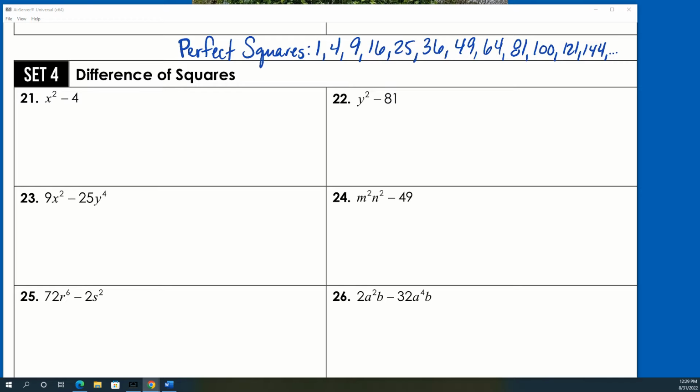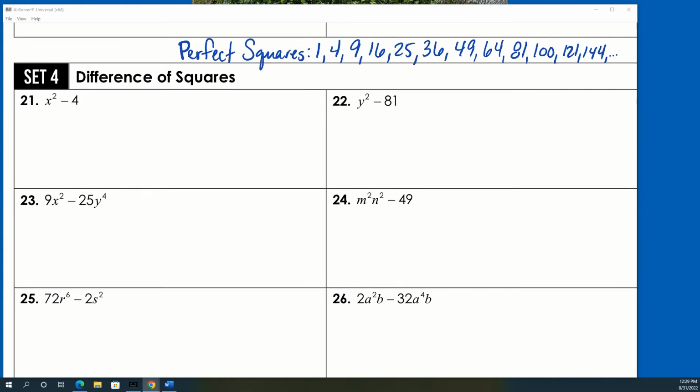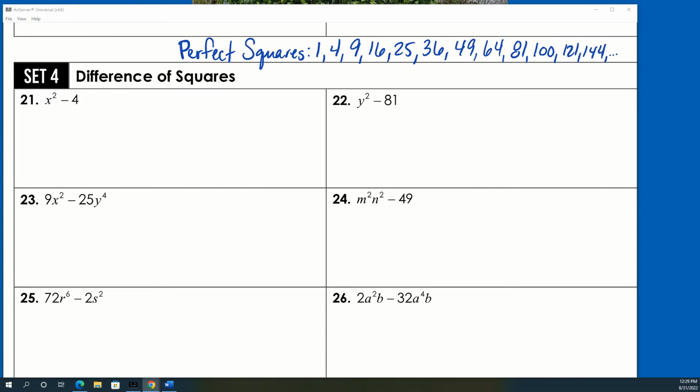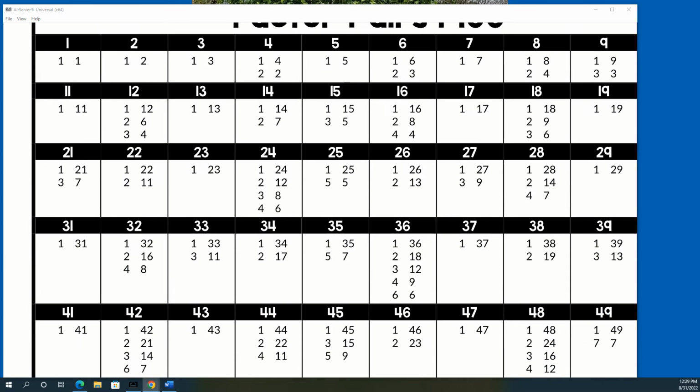You can also tell from your factor pairs which numbers are perfect squares. I'll let you guys get that written down, and then I'll show you what I'm talking about. When a number is a perfect square on this factor pairs chart, the very bottom numbers, if it's something times itself, that means it's a perfect square.